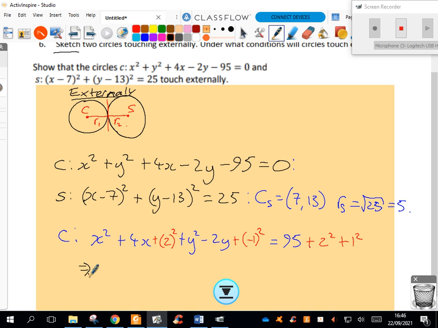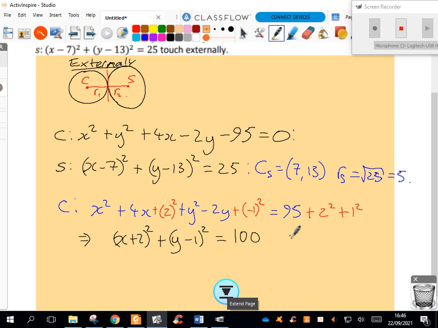And then I can rewrite the circle C as x plus 2 all squared plus y minus 1 all squared equals 95 plus 4 plus 1, that's 100. Okay, and you can see hopefully that the center there of circle C is going to be equal to negative 2 comma 1, and the radius of circle C will be root 100, which is 10.